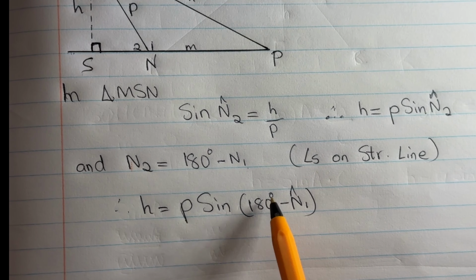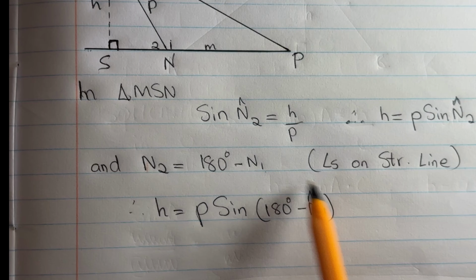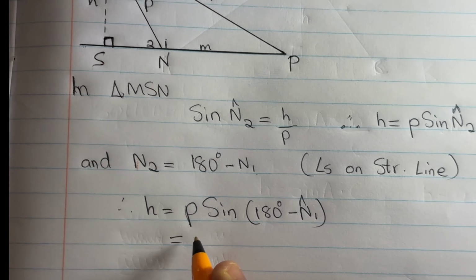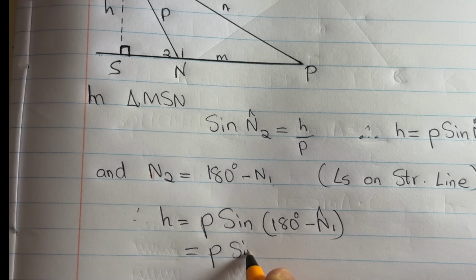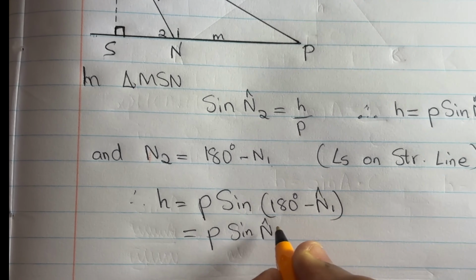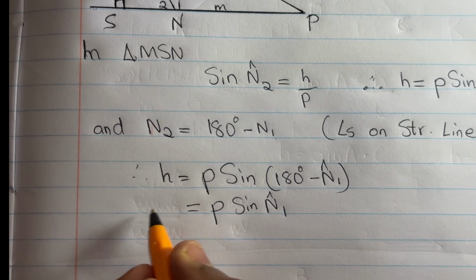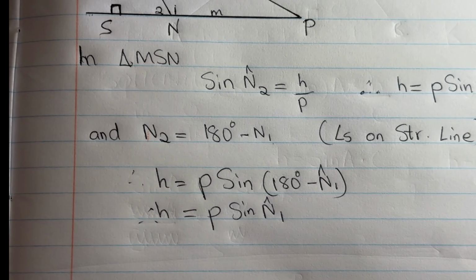So we already know that sine of 180 minus N1 is in the second quadrant, so you can write it in this form. We know this. We have done this. Sine N1. It's positive because it's in the second quadrant. Therefore, H is that, right?